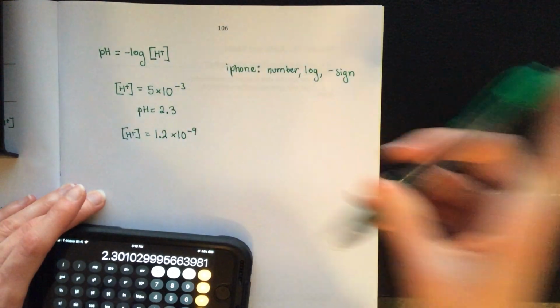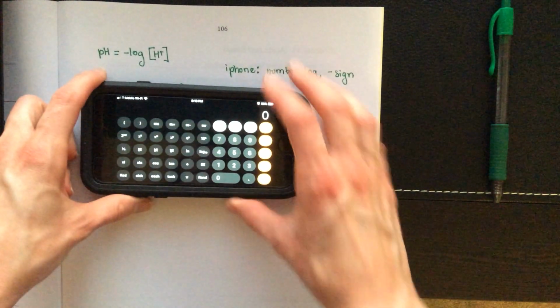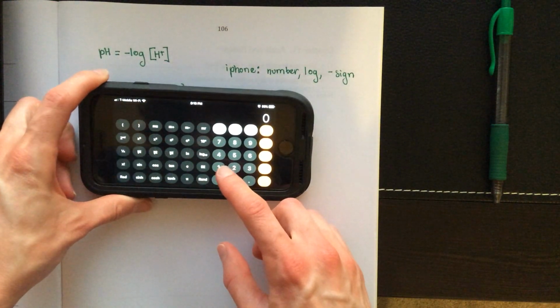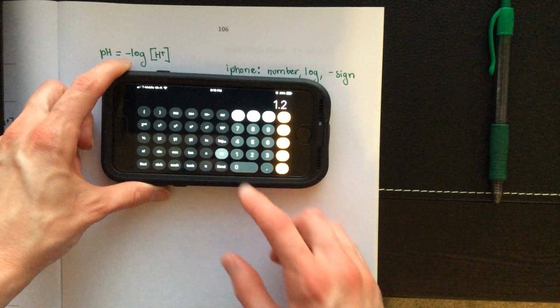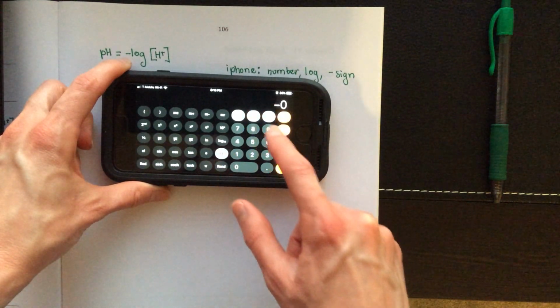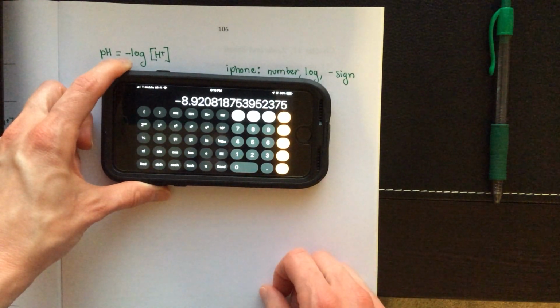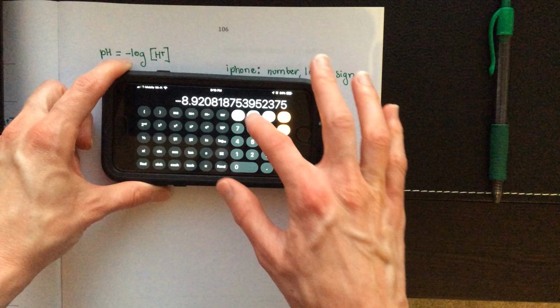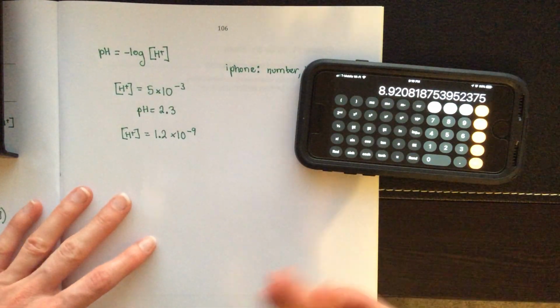So let's say our concentration is 1.2 times 10 to the negative 9. Again, we got to type that number in. So we're going to go, and sorry this is kind of blurry, but 1.2 E negative 9, hit enter. Then hit log, and that's the pH, and then make it positive. pH will always, always, always be positive. You should never have a negative pH.